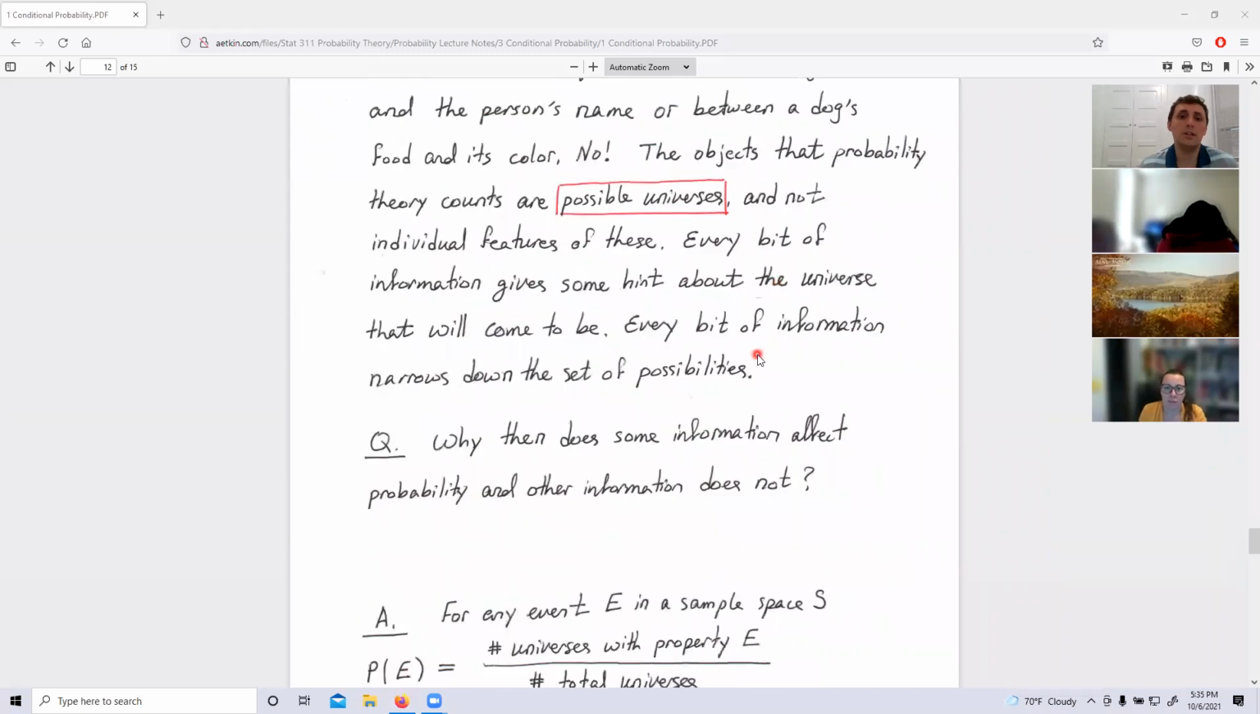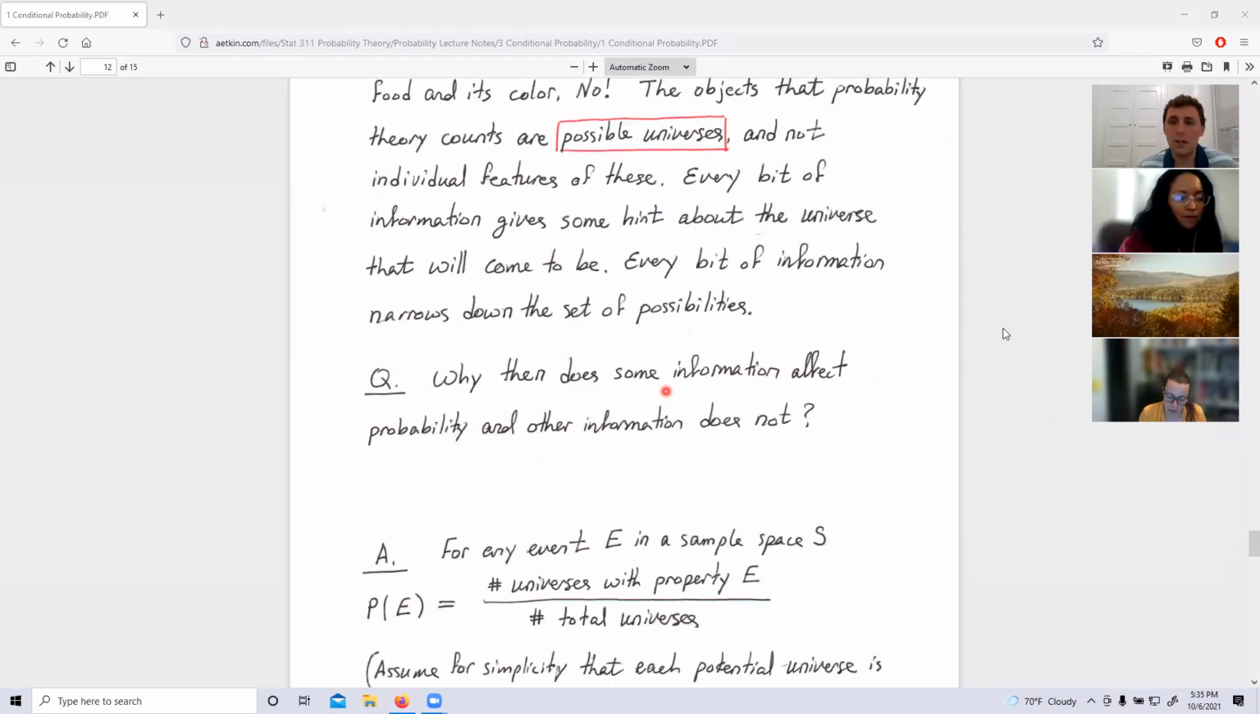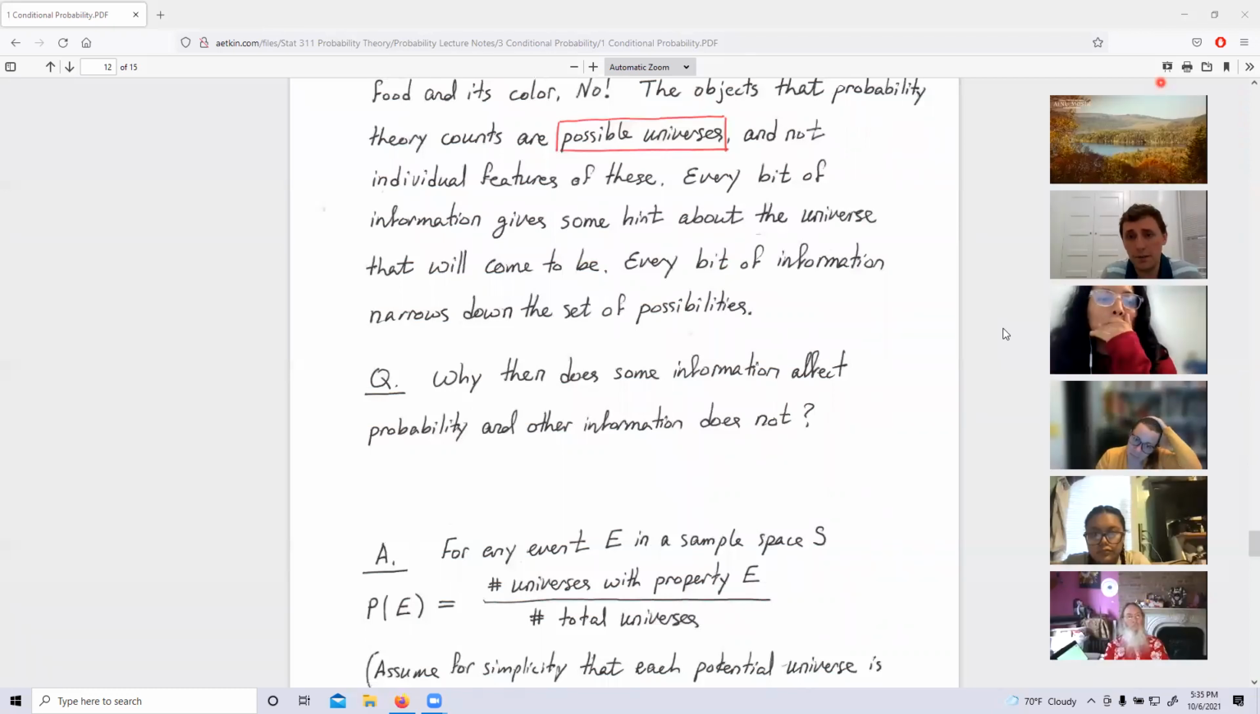So we left with this statement or this question. Why does some information affect probability and other information does not? As we said, every information gives us some sense about the universe in which we find ourselves. And what we do here, we count the number of possible universes. So every information is relevant to that, but not every information affects probability.